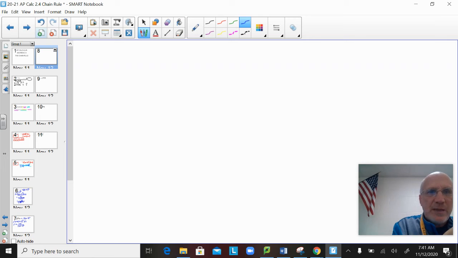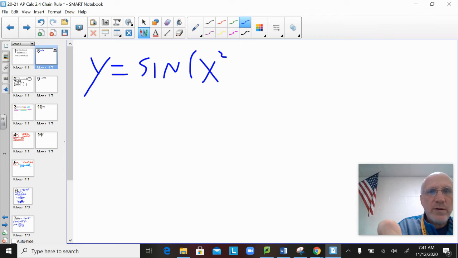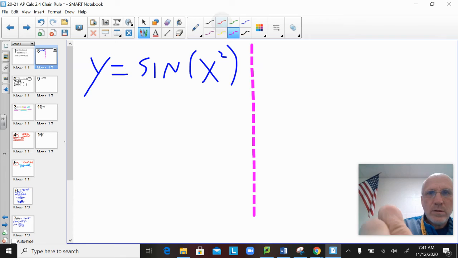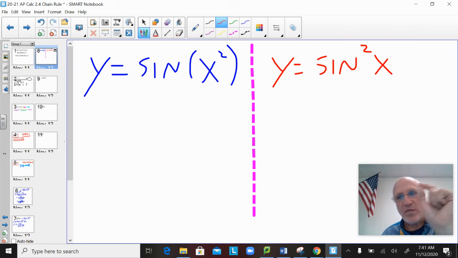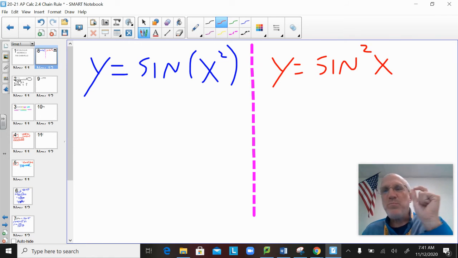So I'm going to write 2 examples here. Y equals the sine of x squared. And the other one is y equals sine squared of x. You need to know that those are different. And this notation on the right is how you're supposed to write that, sine squared of x.